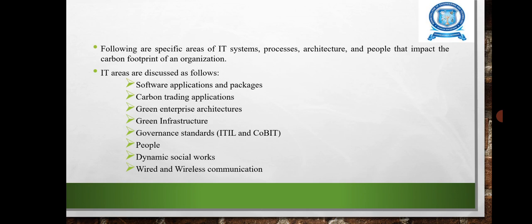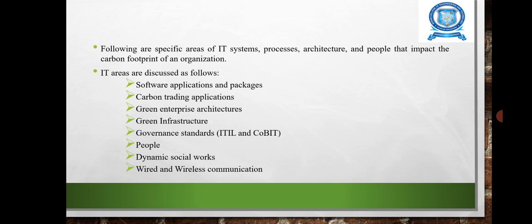It is the ground up building of new enterprise architecture. It is a fresh look at the enterprise application from a green perspective. Next one is green infrastructure. It is an area of IT that deals with buildings, data centers, vehicles, and non-movable and movable assets of the organization. Next one is government standards, ITIL and COBIT, which means the way in which the government standards are implemented, and also it is reflective of the organization's carbon initiative.